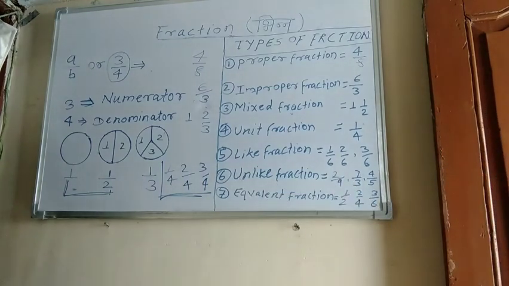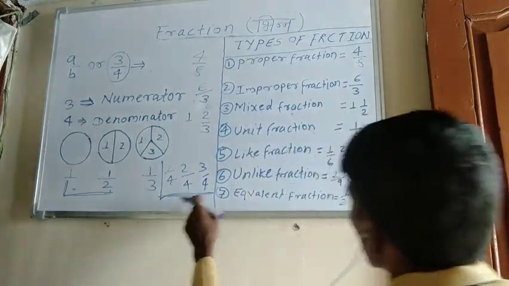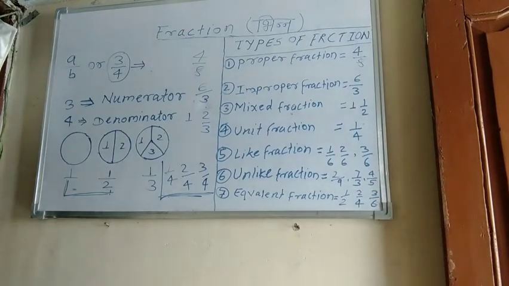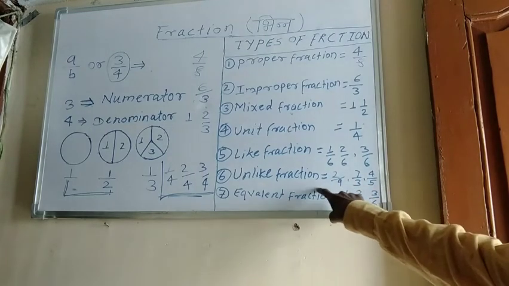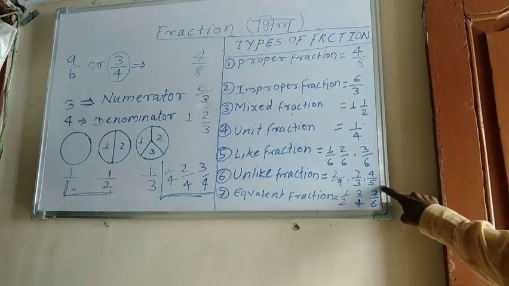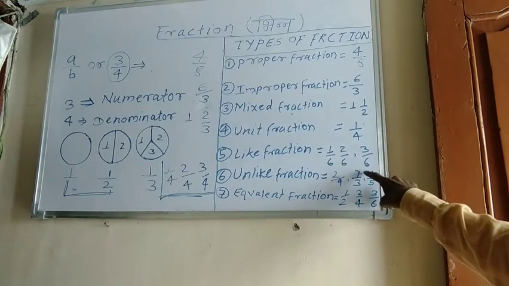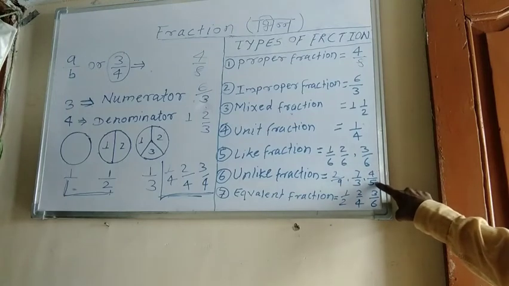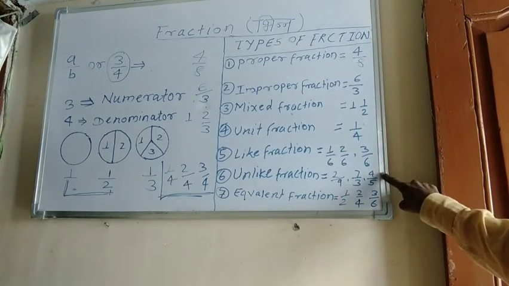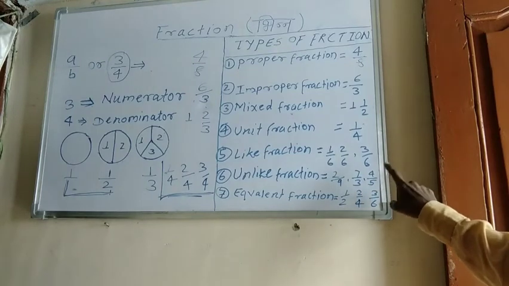The next is unlike fraction. We saw there the denominator is the same, but in unlike fractions there are different numbers. We are seeing here 2 upon 9, 7 upon 3 and 4 upon 5. Here the numerator is different and the denominator is also different. So it is called unlike fraction.